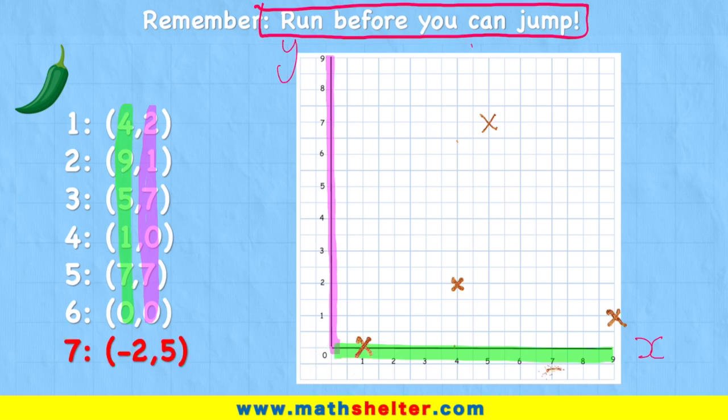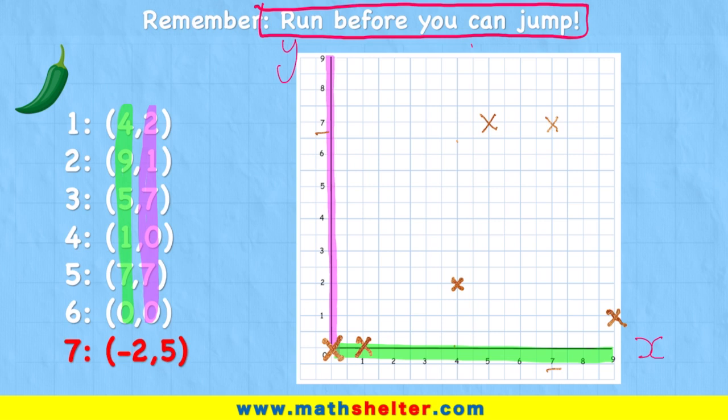Next one is 7, 7. 7 on my x-axis, 7 on my y-axis. Now I can see that they are going to meet just here. And then number 6, 0, 0. Well, 0 on the x-axis and 0 on the y-axis means that my X is bang on this little corner right at the start. Or the fancy name for where that sits on 0, 0 is called the origin.